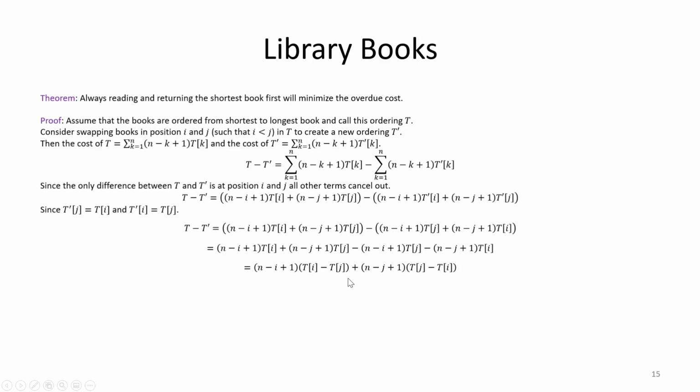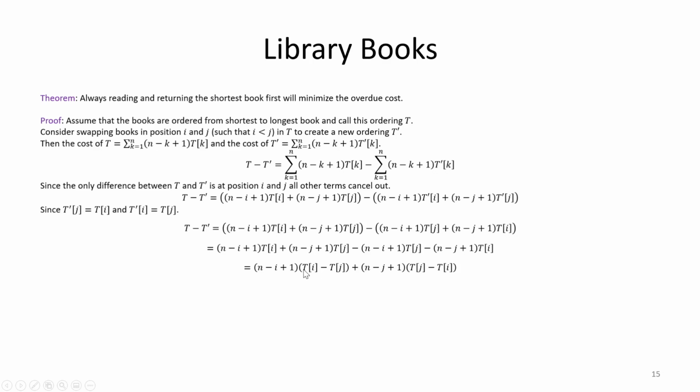We've got to factor one out and then factor the other out. This term has an n minus i plus 1, and this one has an n minus i plus 1, so I'm going to factor that out, and that gave me, being very careful here, ti minus tj. Then we do the same thing with this one: n minus j plus 1, n minus j plus 1, factor it out. We get tj minus ti.